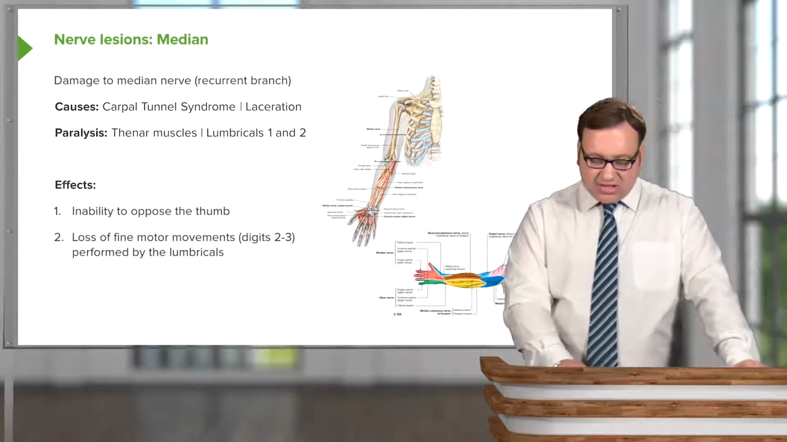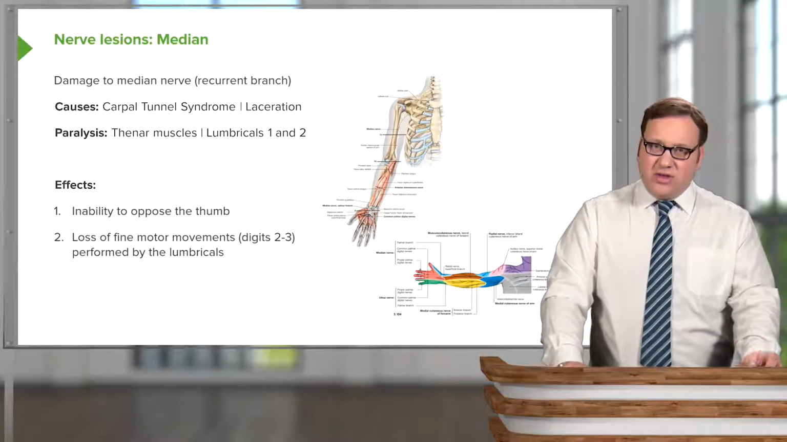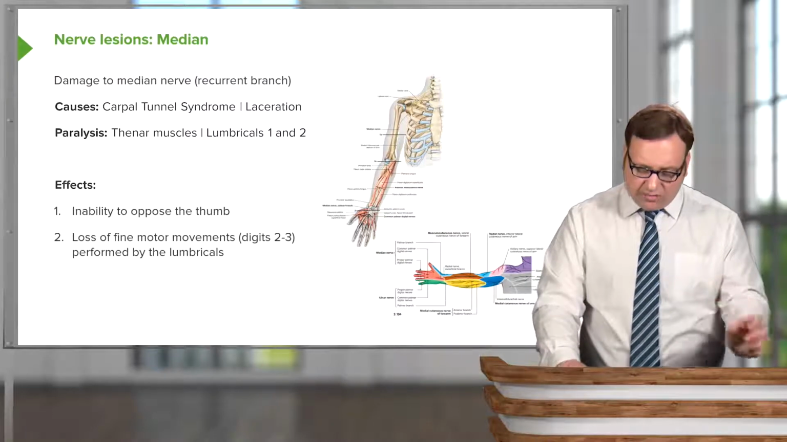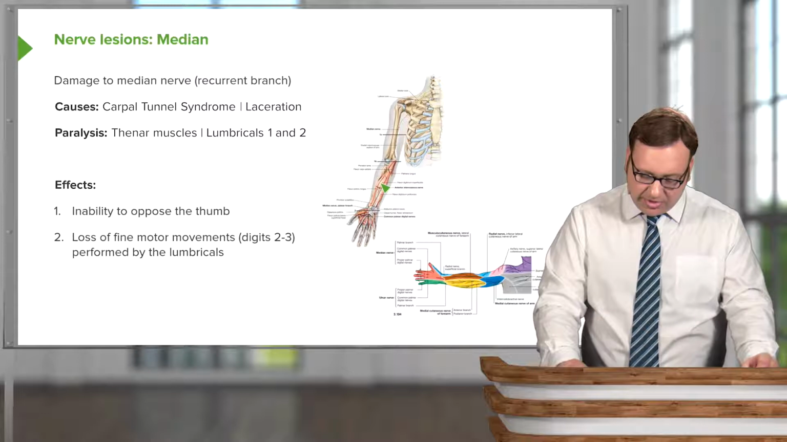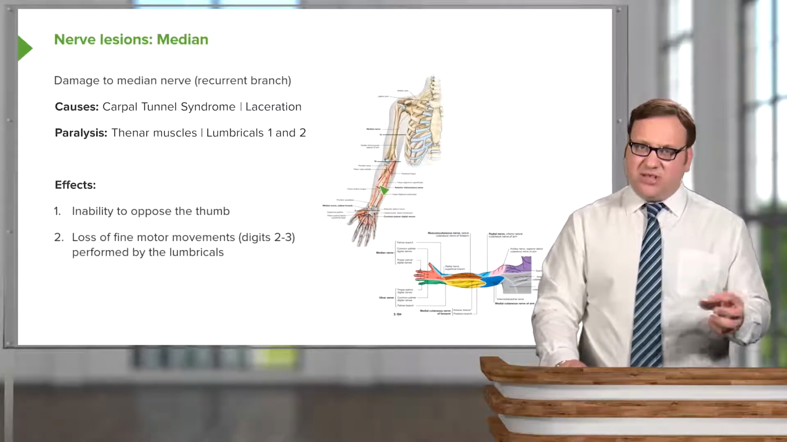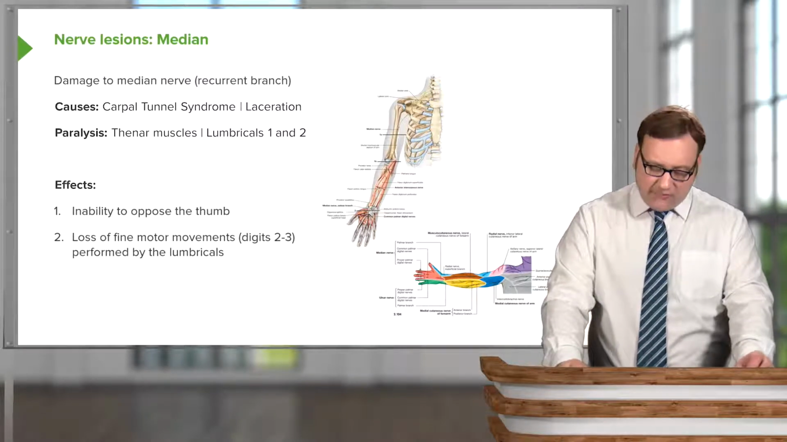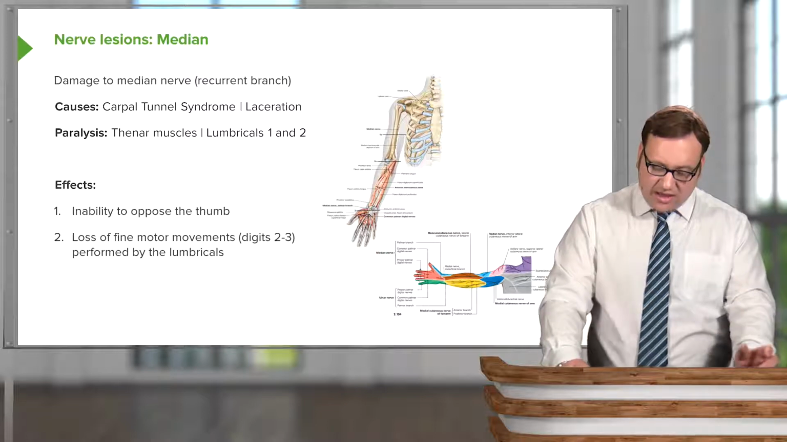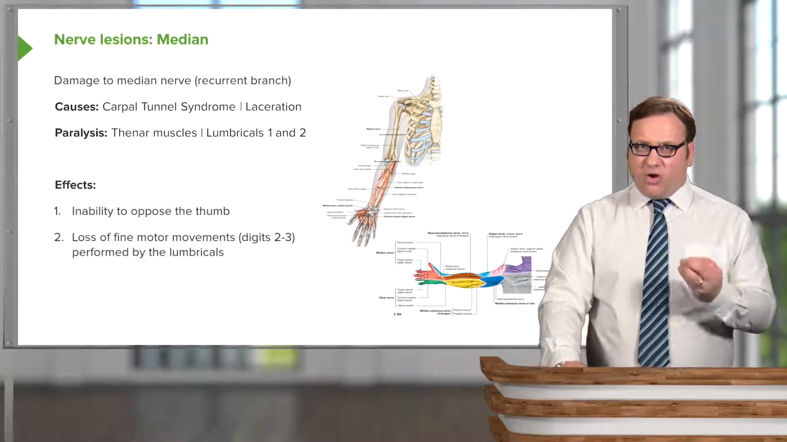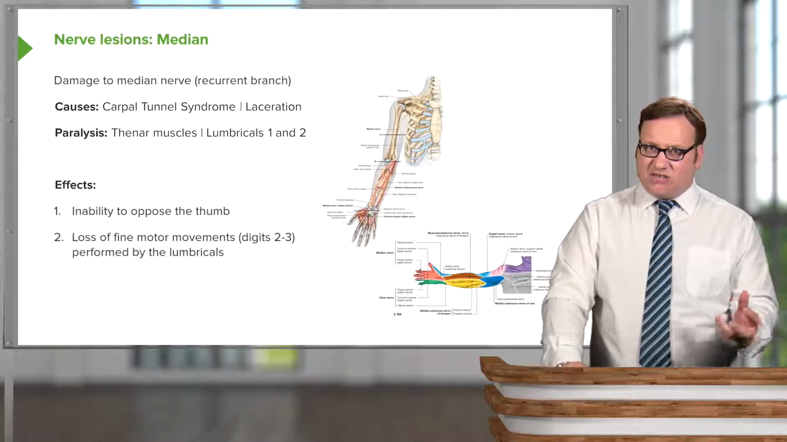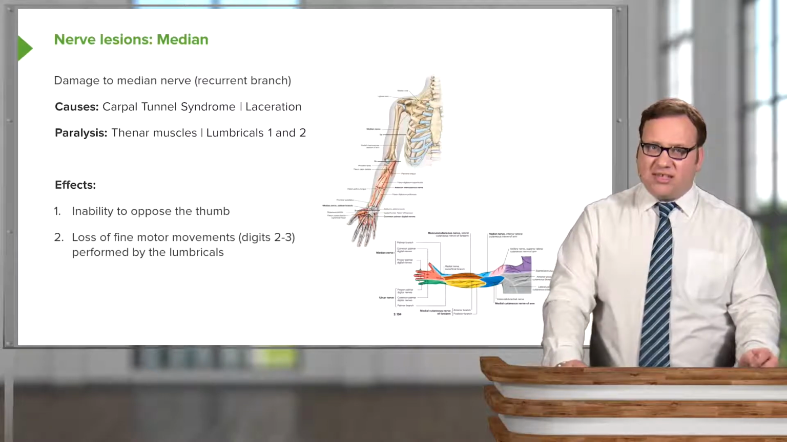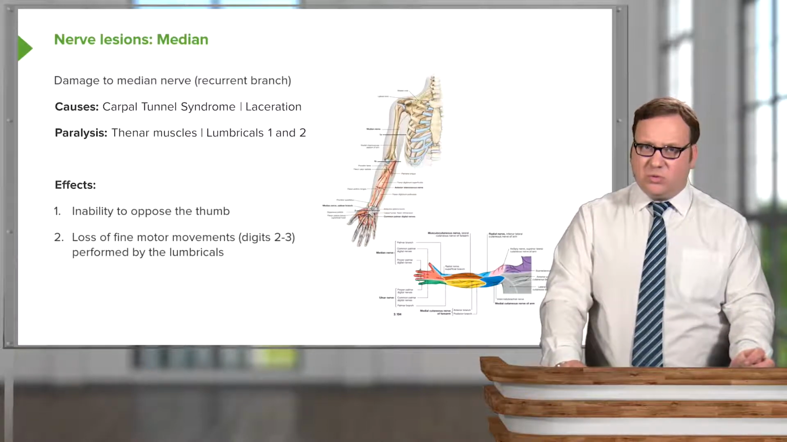If the median nerve was damaged in the carpal tunnel, then you wouldn't have that problem because the median nerve would have already given off the branches to the muscles in the anterior compartment of the forearm. So the muscular branches would have already come off here. So the function of these muscles will be preserved. However, as the nerve passes through the carpal tunnel, it can be due to carpal tunnel syndrome, or if there's a laceration of your wrists, then perhaps the median nerve could be damaged. And this could lead to paralysis of the thenar muscles and lumbricals 1 and 2.